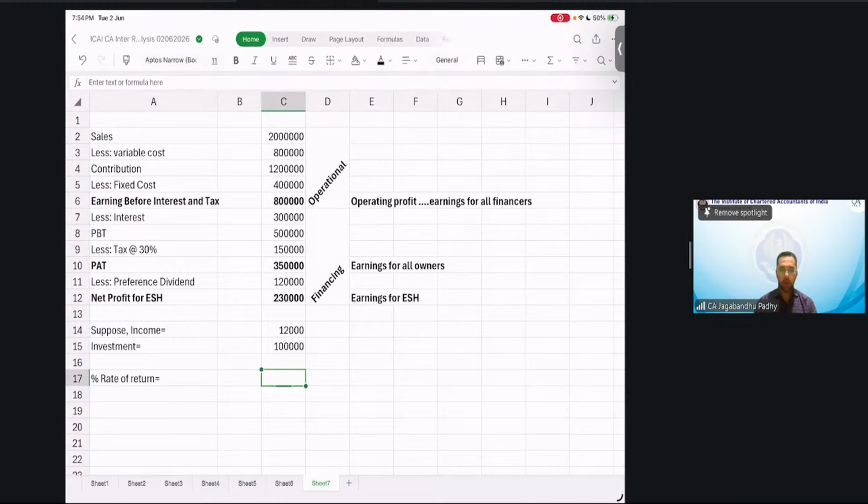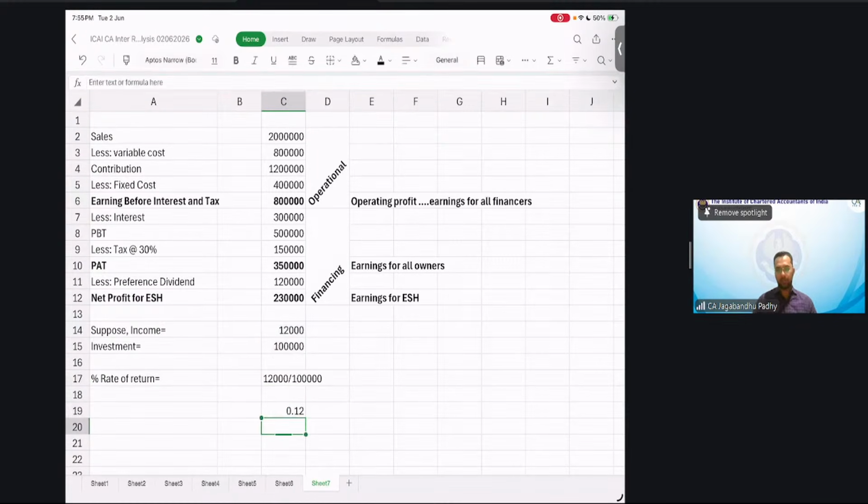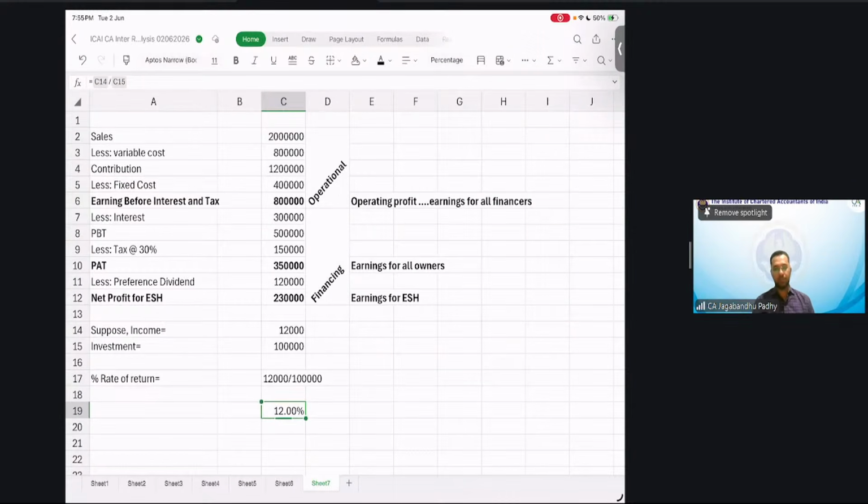12%, right? How do you get that 12% percentage rate of return? Can you say it is simply 12,000 divided by 1 lakh? That's 12%. Percentage rate of return is 12,000 divided by 1 lakh, which is 12%, right?